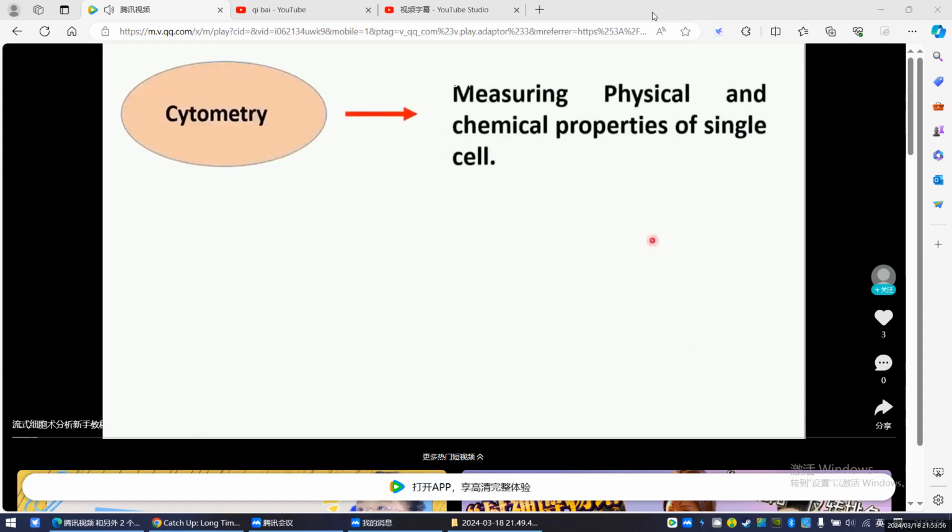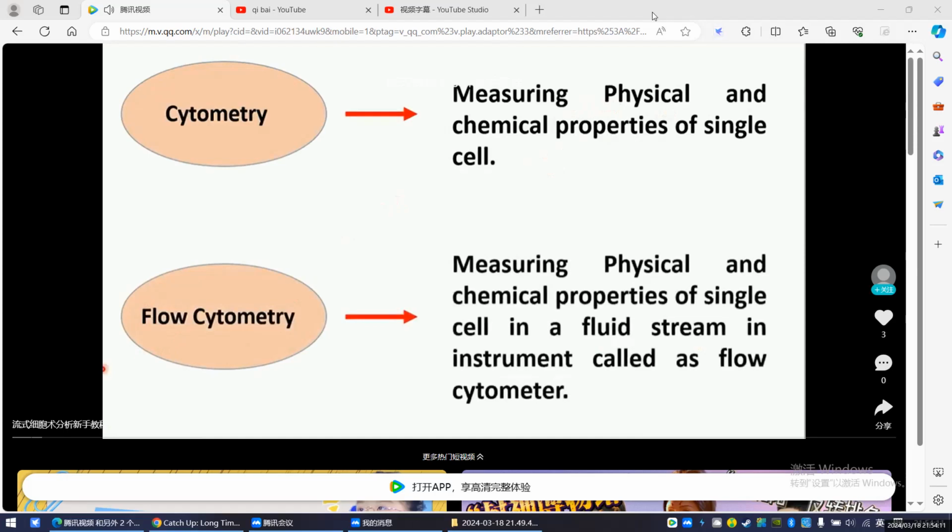So friends, first of all, we understand the meaning of the word cytometry. Cytometry is a technique where we measure physical and chemical properties of a single cell. And if I include a fluid or fluid stream, then it becomes flow cytometry. Flow cytometry is nothing but measuring physical and chemical properties of a single cell in a fluid stream in an instrument which is called a flow cytometer. So, if we are doing cytometry in a fluid stream, then it is called flow cytometry.